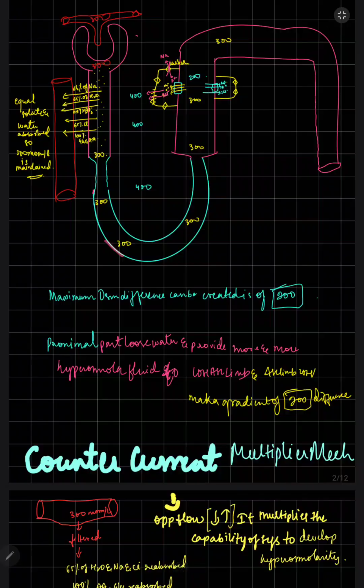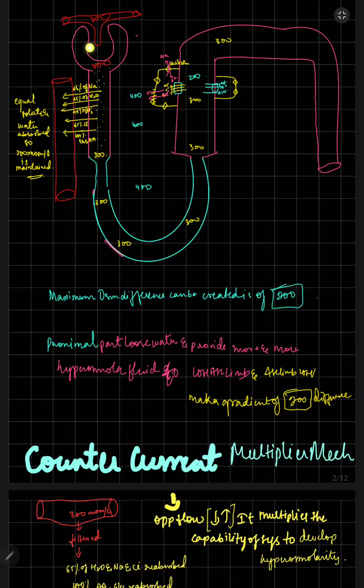Now let's see how this countercurrent multiplier works. Now you are going to study the exact process of creating the medullary interstitial hyperosmolarity and how it is made. Okay, so first of all, we need to know an important point about the thick part of the ascending limb of the loop of Henle.